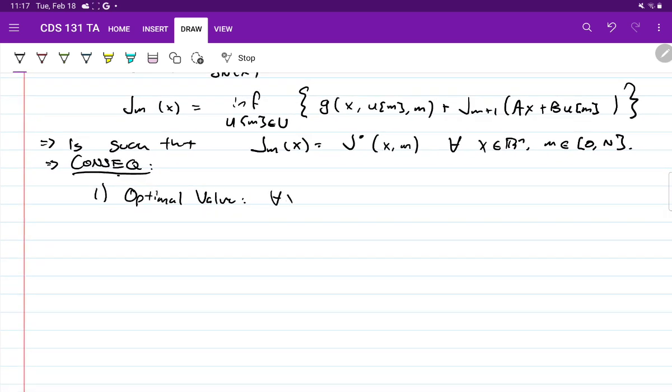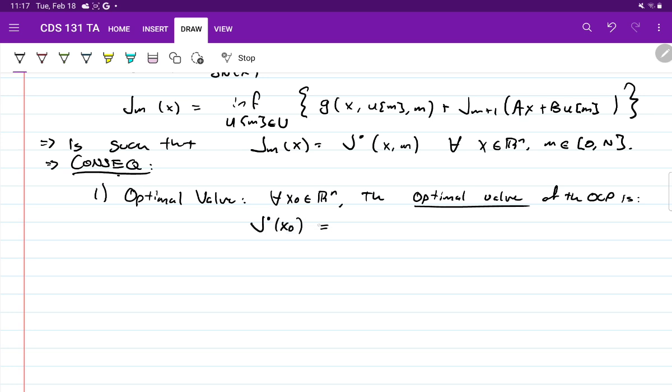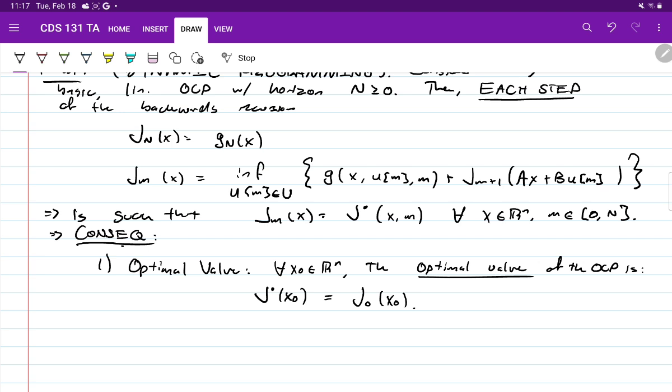So what we have is that for all x naught in Rn, the optimal value of the optimal control problem is J star of x naught equal to this J naught of x naught, where J naught is the last term in our recurrence. The proof of this is essentially based on the fact that your optimal cost to go starting from step 0 is equal to your optimal value. And if we're claiming that J naught needs to equal J star of x comma 0, then this result follows directly from that. Okay?